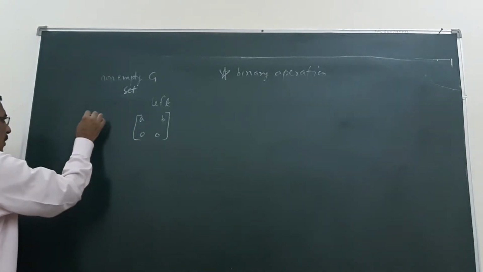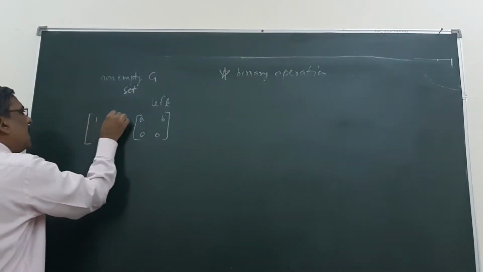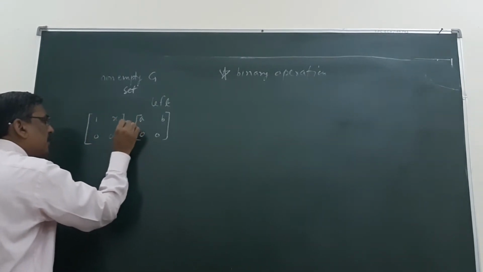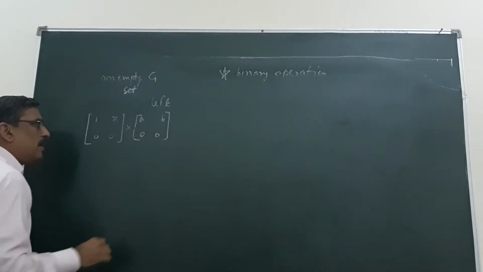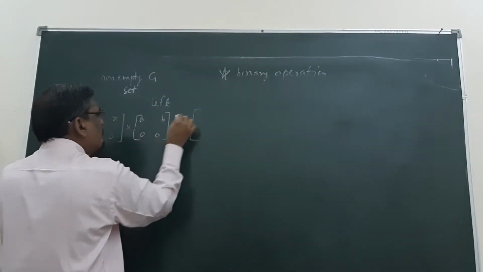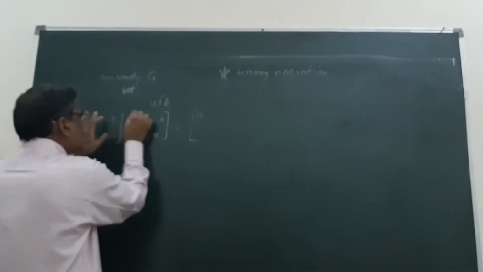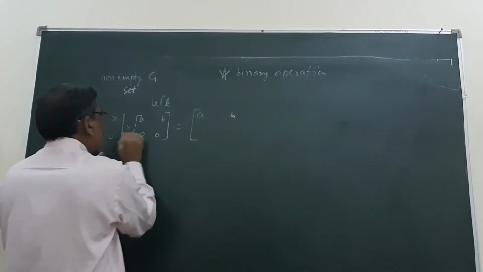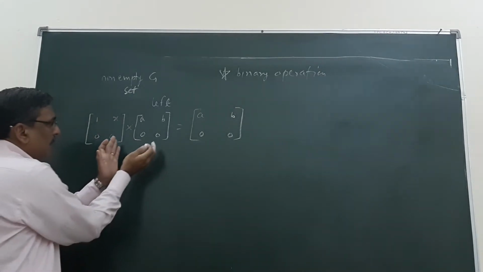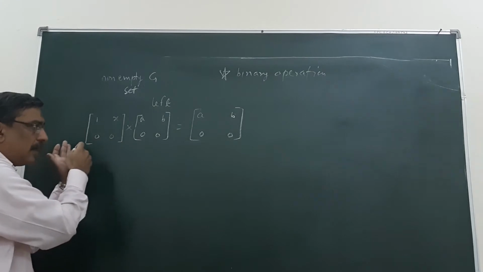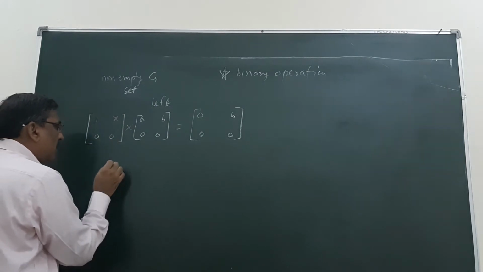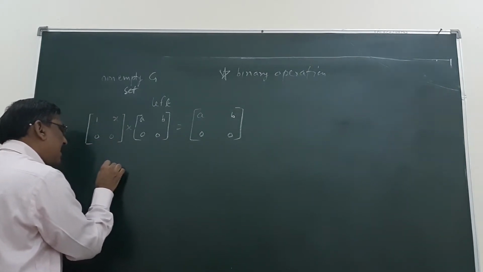If we take [1, x; 0, 0] and another matrix, the multiplication of these two matrices will give us [1·A, 1·B; 0, 0]. So what we see here is that this is the left identity for this matrix, and for different values of x, x may take any value.